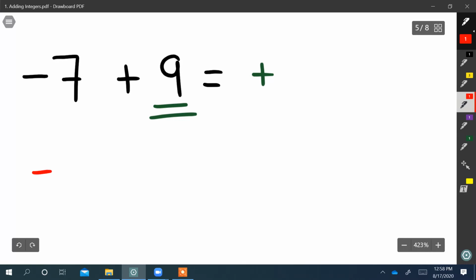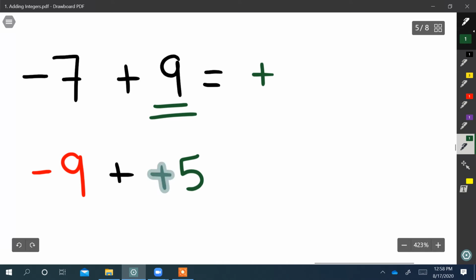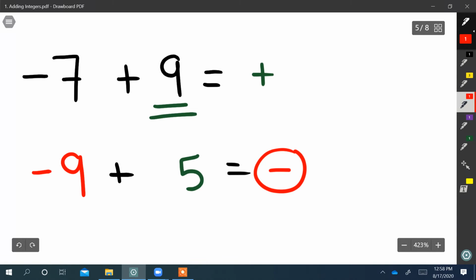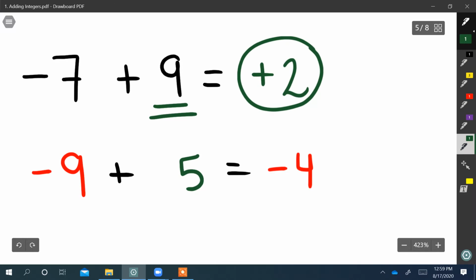If I have more negatives than I have positive, then my answer will be, if you answer negative, you are right. The answer will be negative. In this case, the answer will be -4. On this one, the answer was +2.